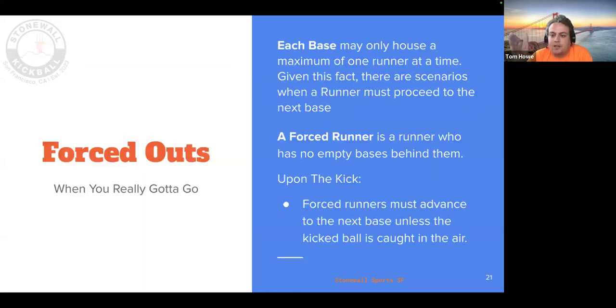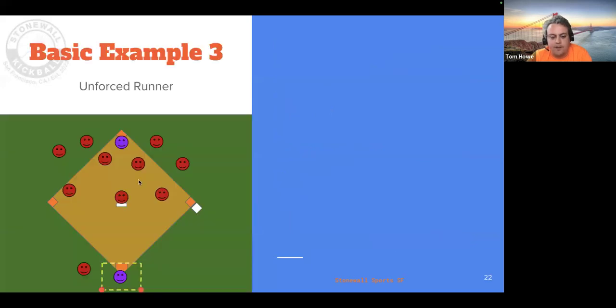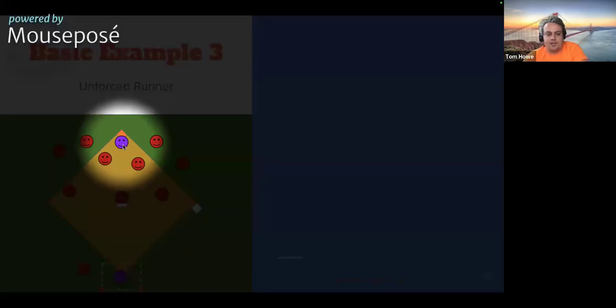A forced out means that you have to run. So if you're a forced runner, it means that there are no empty bases behind you and you have to run on the next play. So let's take a look at what that might look like in the context of an unforced runner. Back to our example, if we remember, the first kicker we looked at is safe and sound at second base.